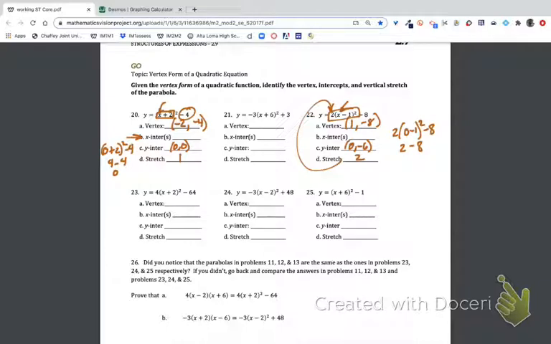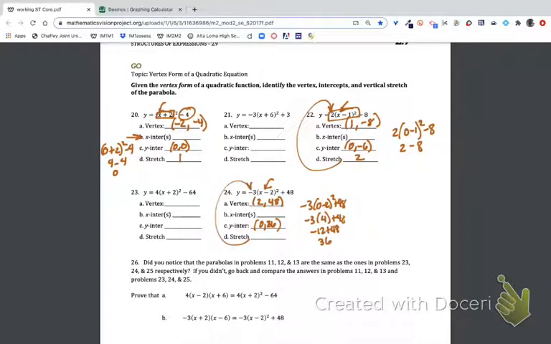Number 24, the final one that I'll do here. Same process. (2, 48) would be your vertex because I'm plugging 2 in here. It zeroes out the left of the addition sign. 48 remains. For the y-intercept, negative 3 times 0 minus 2 squared plus 48. Negative 3 times positive 4. Negative 12. We would end up with 36. So (0, 36). And your stretch is negative 3.